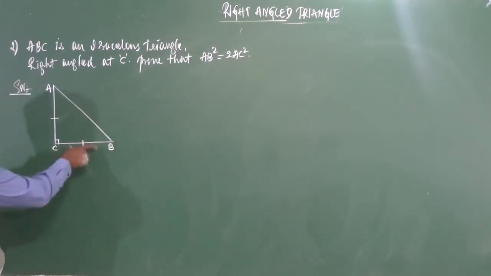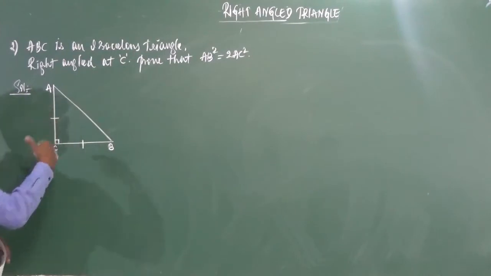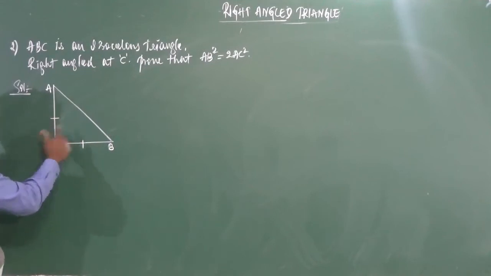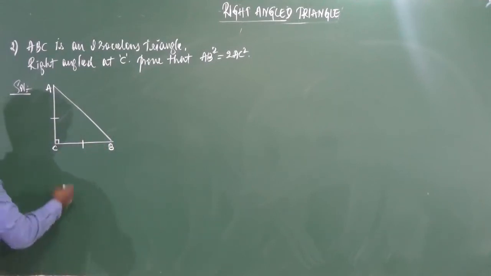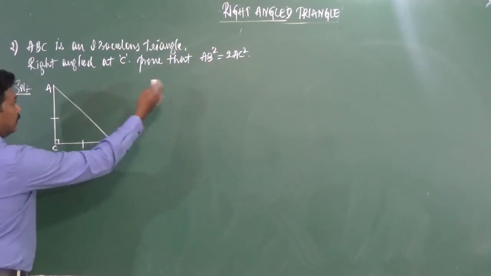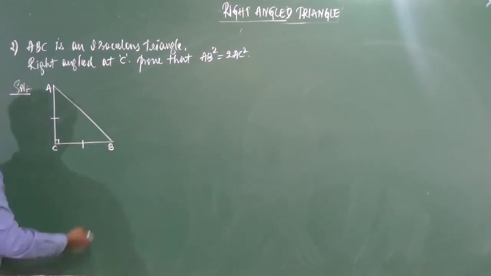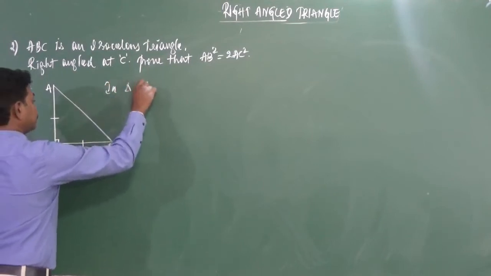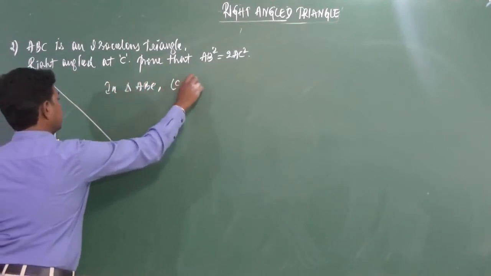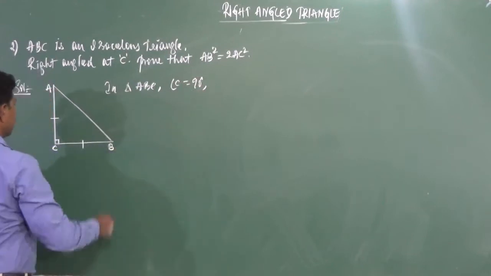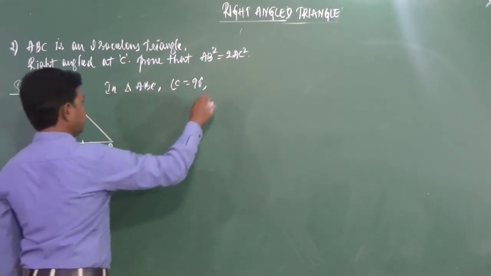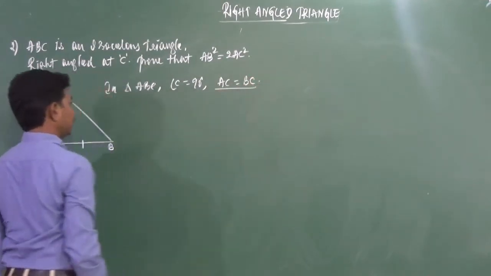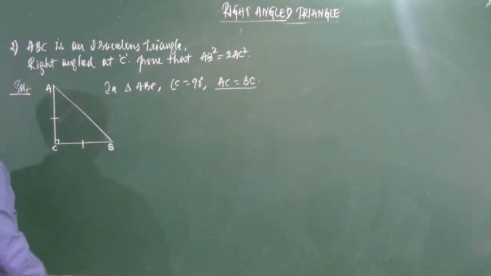So if these two sides are not equal to each other, then it is just a normal right angled triangle. If two sides are equal, then it is called an isosceles right angled triangle. So here we have to prove that AB square is equal to 2AC square. Okay. So in triangle ABC, angle C is equal to 90 degrees, and along with that AC is equal to BC, because it is given that it is an isosceles right angled triangle.